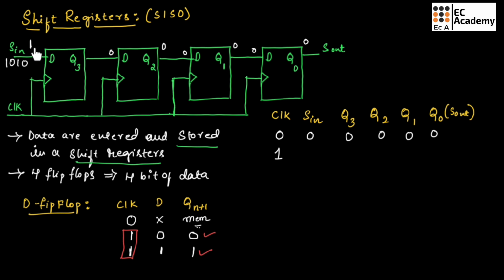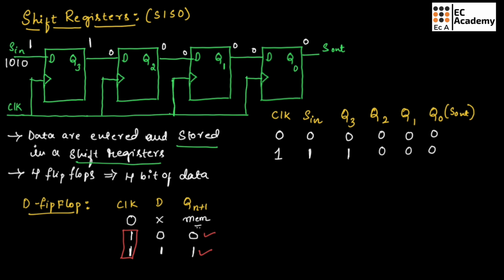due to this 1, output of first flip-flop will be 1. For the second flip-flop, input is 0, so output will be 0. For third flip-flop, input is 0, output will be 0. For the fourth flip-flop, input is 0, output will be 0. So we can say we are applying serial in as 1, output of first flip-flop is 1. So for the remaining flip-flops, output will be 0.